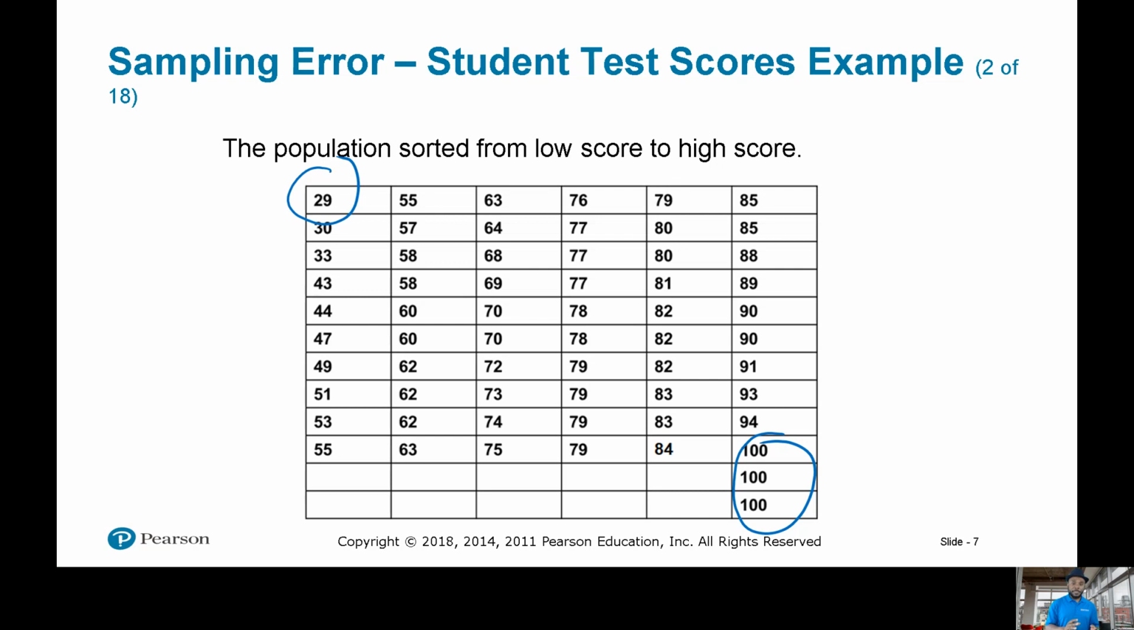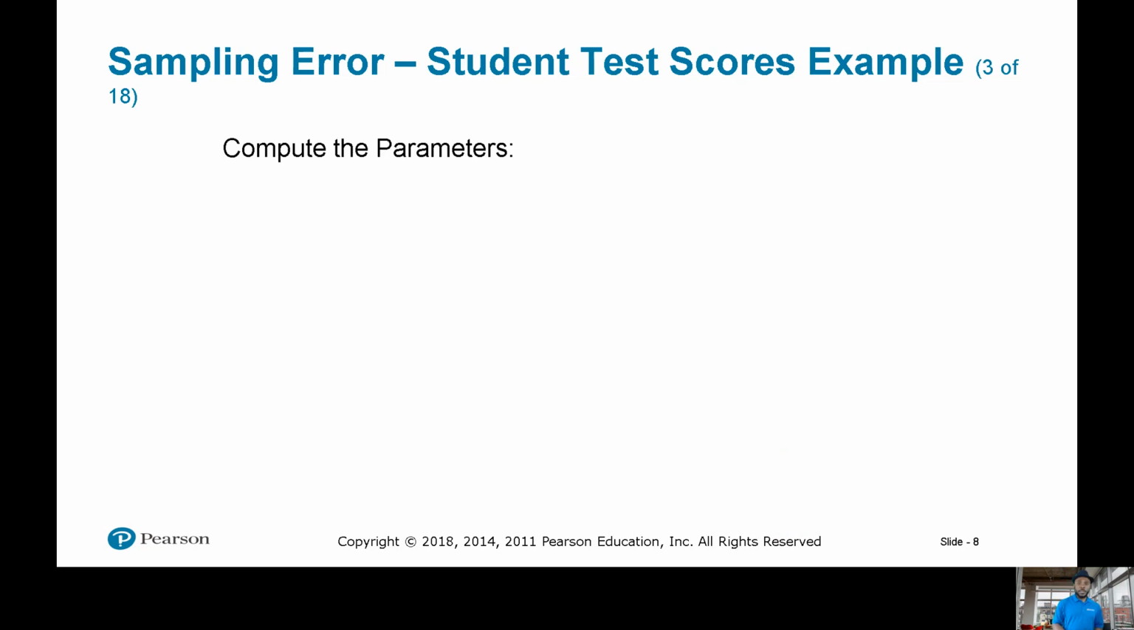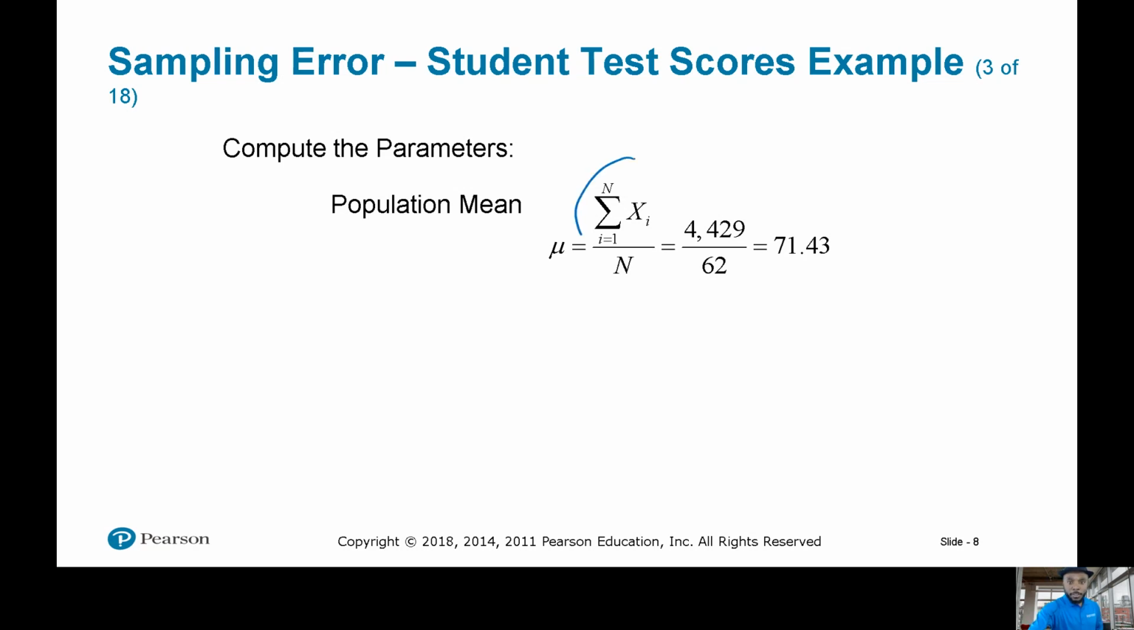Finding the population standard deviation is a little bit different from finding the sample standard deviation. So we looked at this. Now, to compute the population mean, it's simply the sum of all the scores divided by the population size, and that would give us 71.43. So that is the population mean, mu.